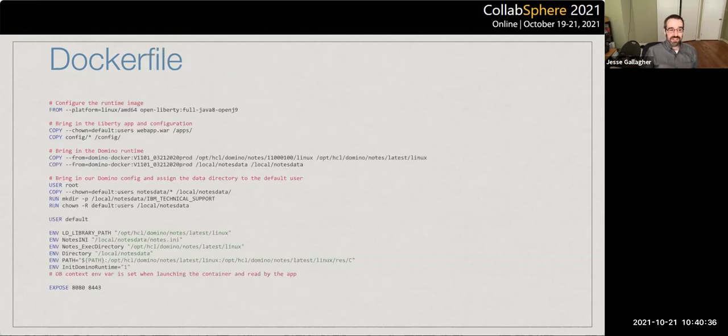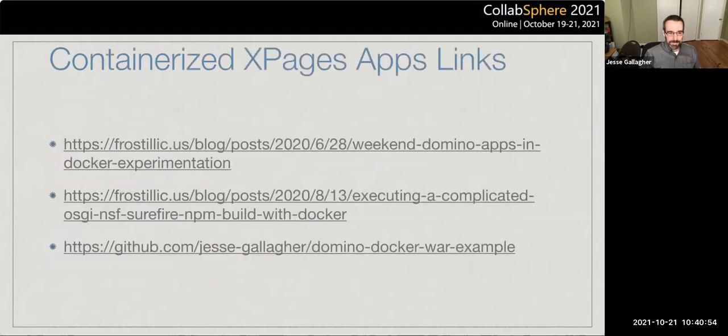This is an example of the Docker file I'm using, where I grab the war file that I built during the application build. I grab the notes runtime out of the domino container. Basically, I just harvest it for parts. And then I set up some environment variables so that notes can initialize properly.